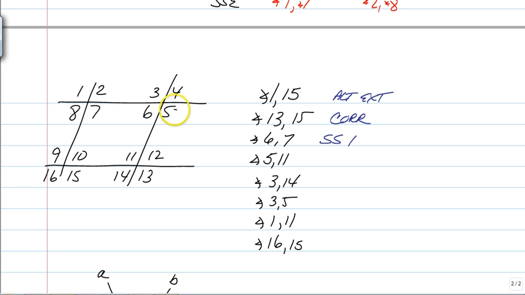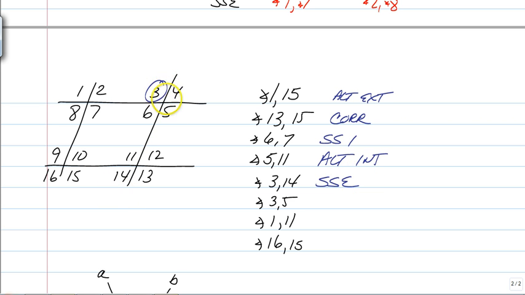5 and 11, they're on this transversal. One is on the right, one is on the left. They are both interior angles, so these are alternate interior. Your next example says 3 and 14. They are on the same side of this transversal. They are both exterior angles, so they are both same side exterior.